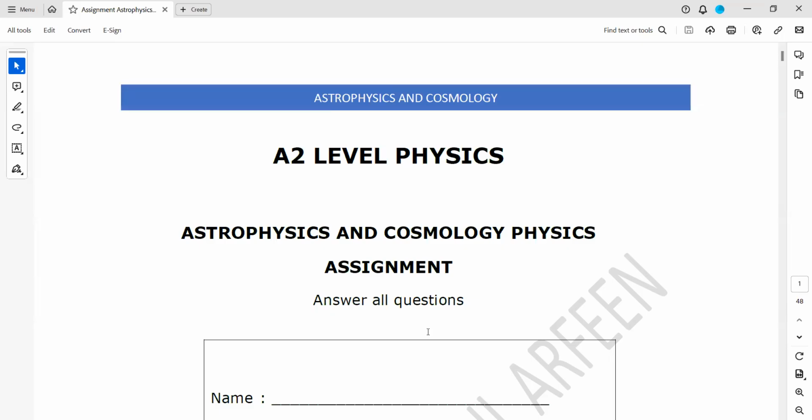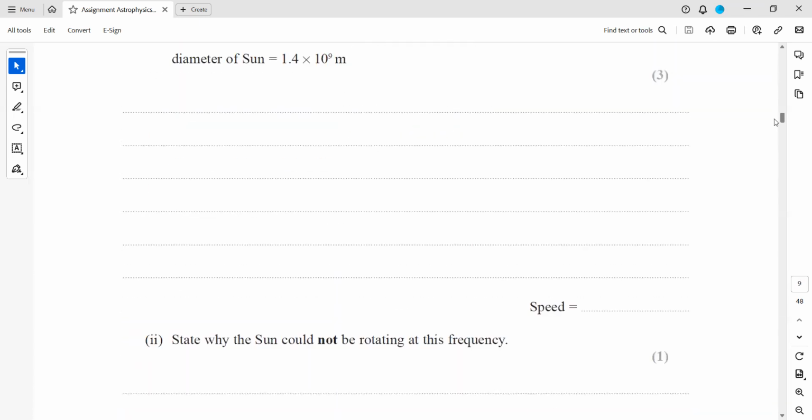So this one is an assignment related to astrophysics. We have discussed the first 14 questions. Question 15.